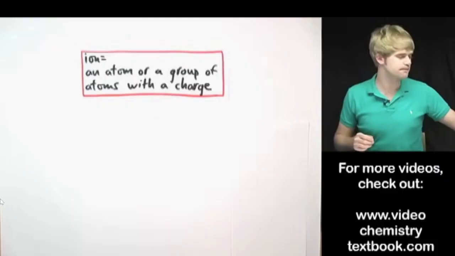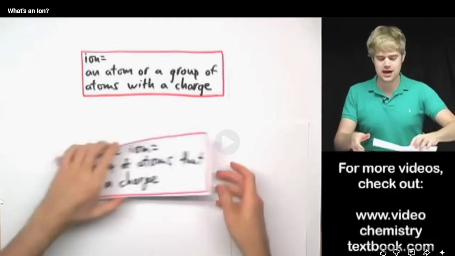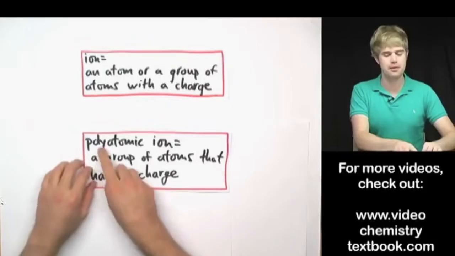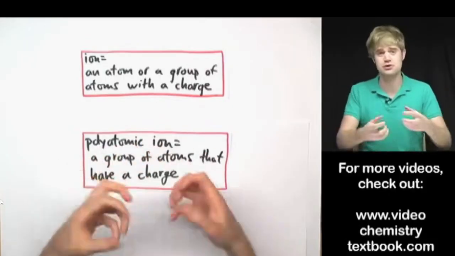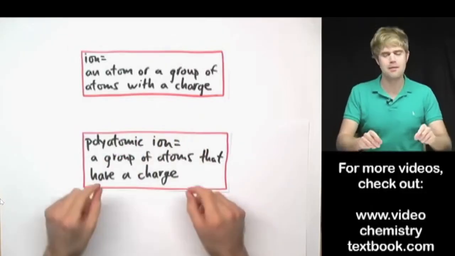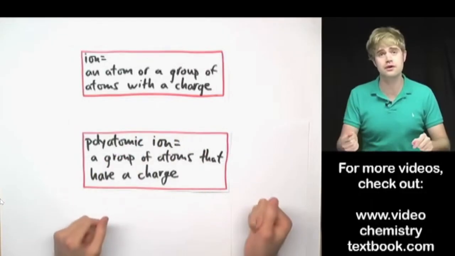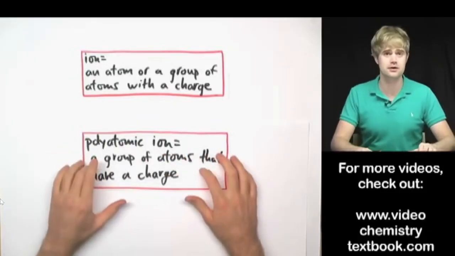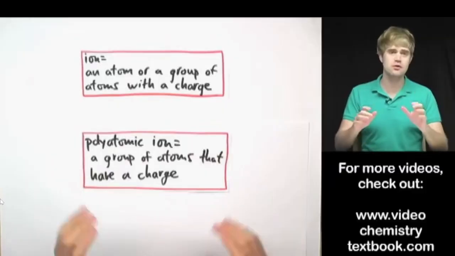And we'll talk a bit more about that later. When this happens, we call it a polyatomic ion, a group of atoms that have a charge. Poly means many, and atomic, so you have many atoms together that form an ion. I'll talk about polyatomic ions in future videos, so you want to check those out if you need to learn more about polyatomics. Anyway, just to review what we've learned.